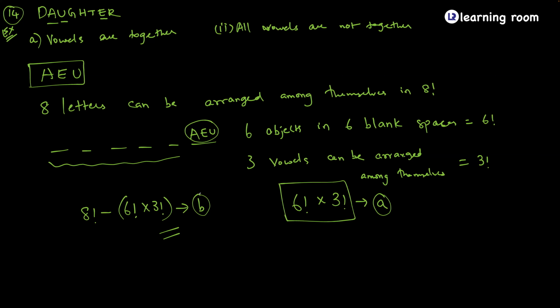Had there been repetition in this problem, then it would have been slightly complicated. For example, if A is repeated twice, then it would be 8 factorial divided by 2 factorial.